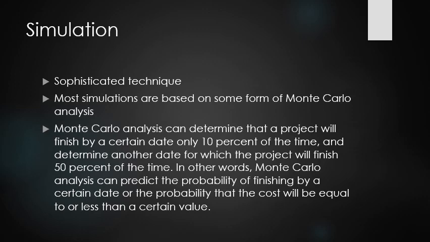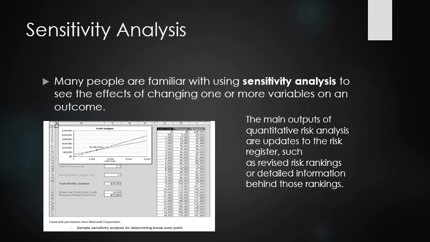For example, Monte Carlo analysis can determine that a project will finish by a certain date only 10% of the time and determine another date for which the project will finish 50% of the time. In other words, Monte Carlo analysis can predict the probability of finishing by a certain date or the probability that the cost will be equal to or less than a certain value.